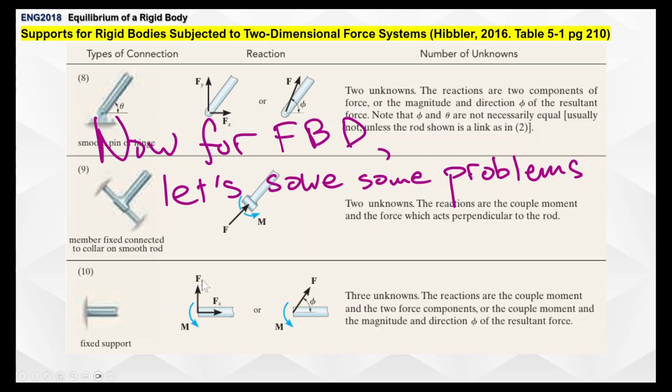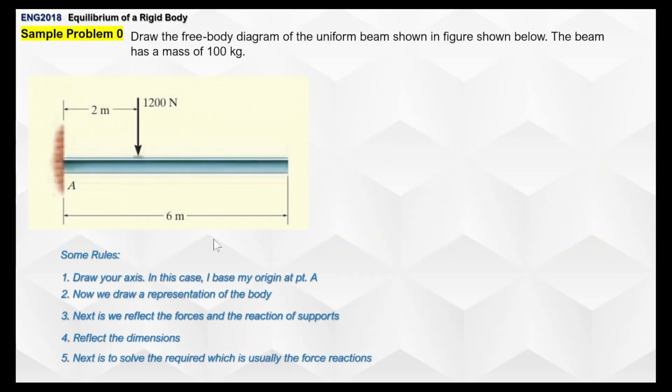Now, for the free body diagram, it's better to solve some sample problems to show you how it's done. So we have here a sample figure. We are here to draw the free body diagram of the uniform beam shown in the figure below. The beam has a mass of 100 kilograms. It's not exactly shown here, but there's an applied force of 1,200 newtons, 2 meters from point A. And the total length of the beam is 6 meters.